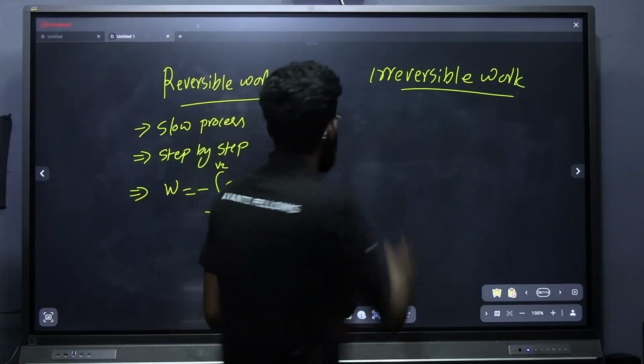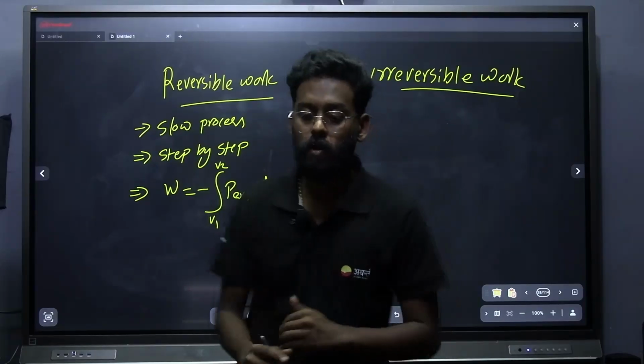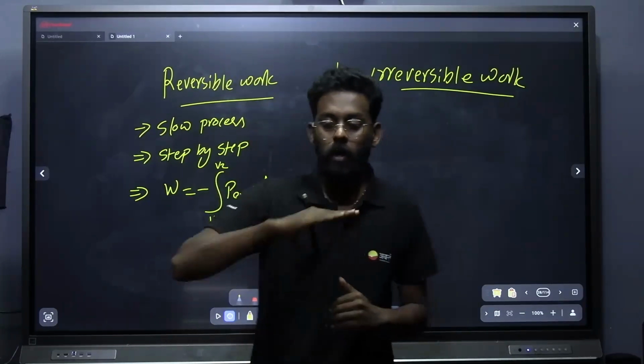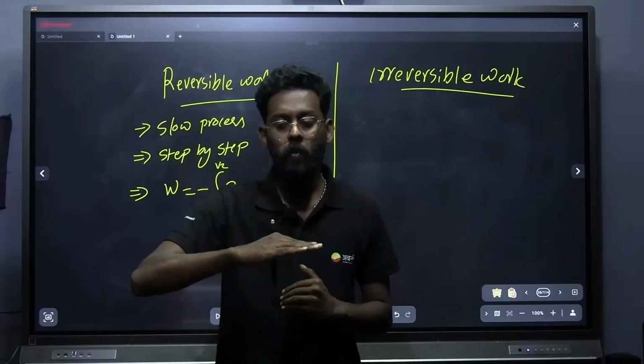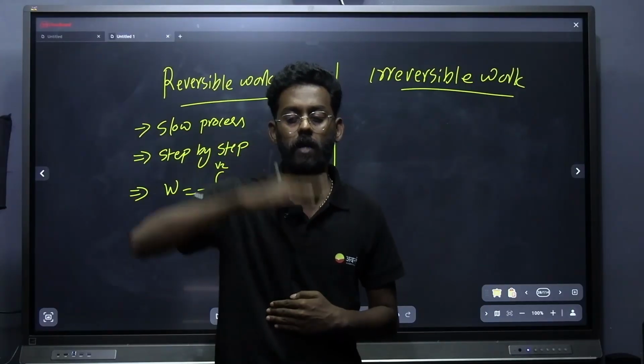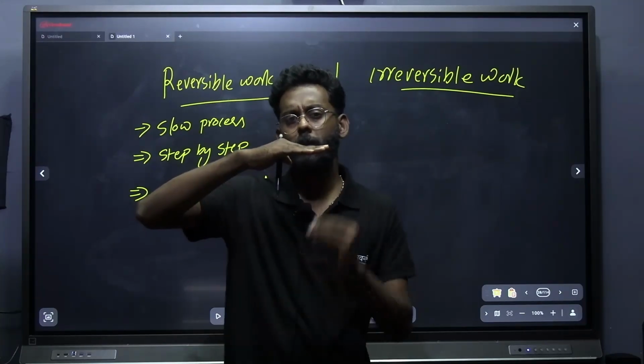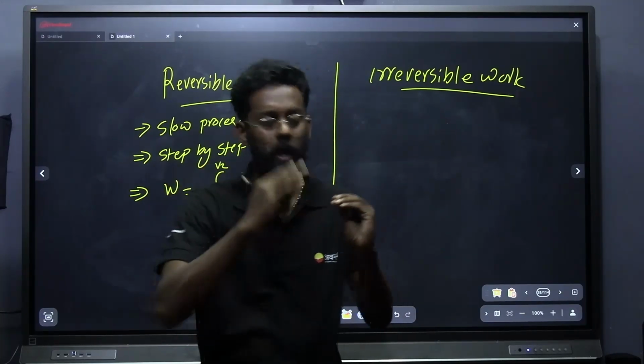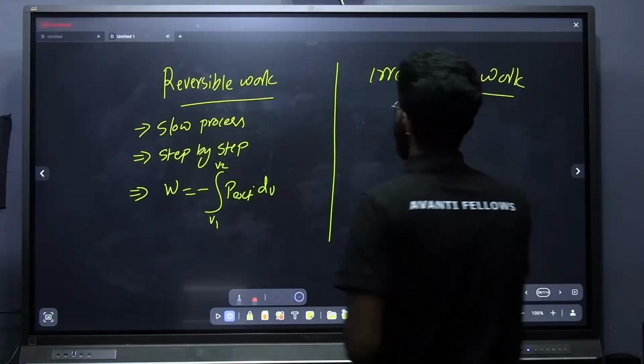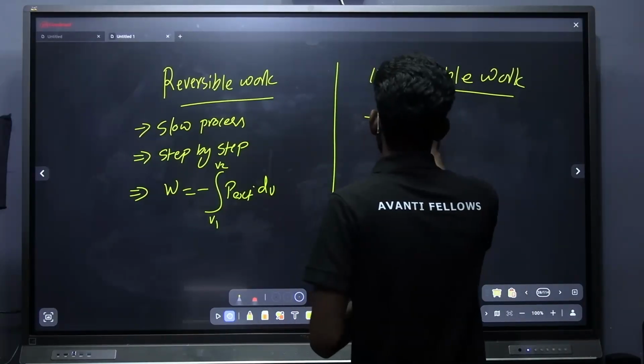Now what is irreversible work? If I am doing irreversible work, I am doing the expansion all of a sudden. Suddenly I will be expanding it. Immediately I will be doing the expansion. It will take place in a very short period of time. That type of work is called irreversible work, which is a fast process.